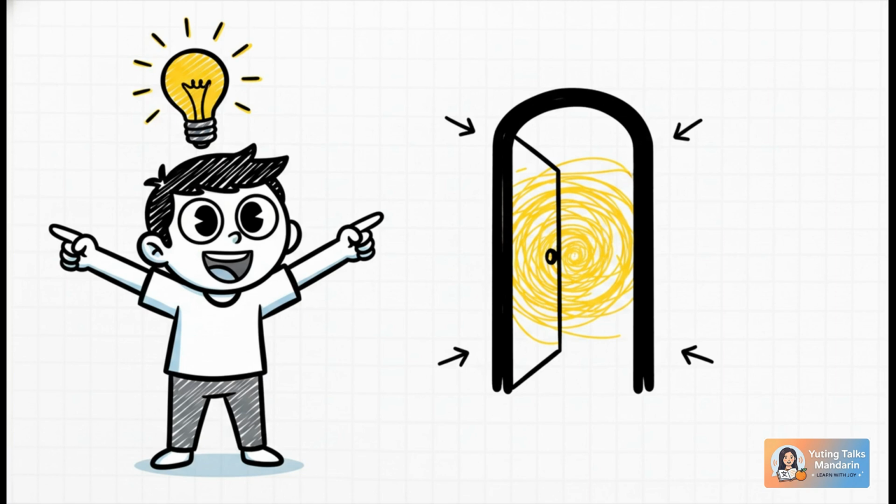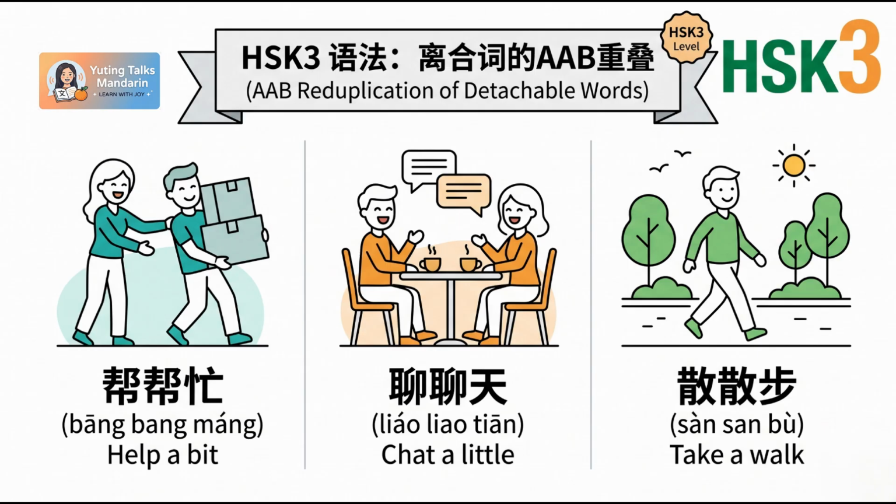So here is a final thought for you to leave with today. How many stiff, formal sentences in your vocabulary right now could you instantly transform into warm, friendly invitations just by doubling a single character? Think about it, keep practicing, and we will catch you next time. Well done! Now you know how to use AAB repetition with detachable words. This helps your Chinese sound natural, casual, and easygoing.